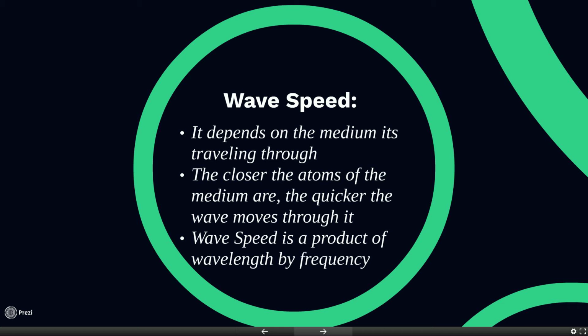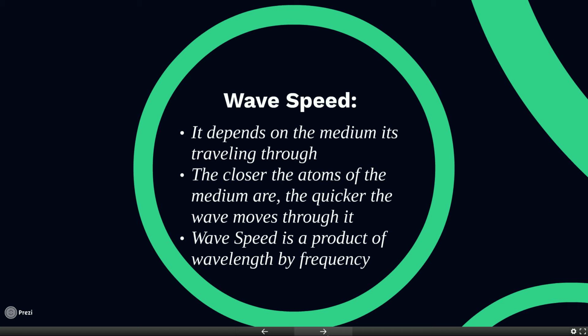This happens because in solids the atoms are much closer together, so there's less of a gap for the wave to have to travel through or jump through in order to achieve its destination. This is why we see people put their ear up to doors or walls so they can hear better, and use telephones with cups and string, because these are all solids, so the sound waves and vibrations will move much faster through them.